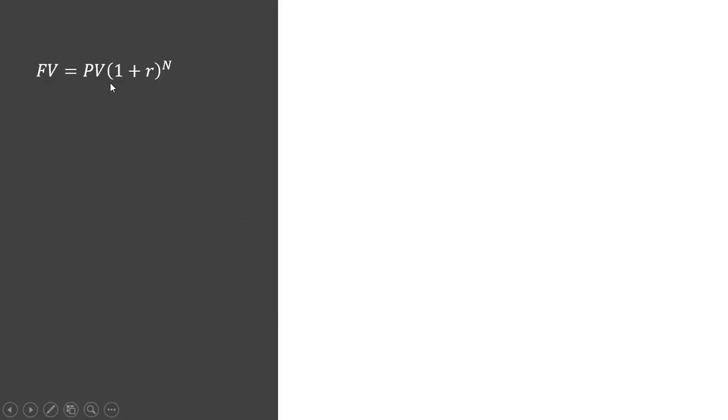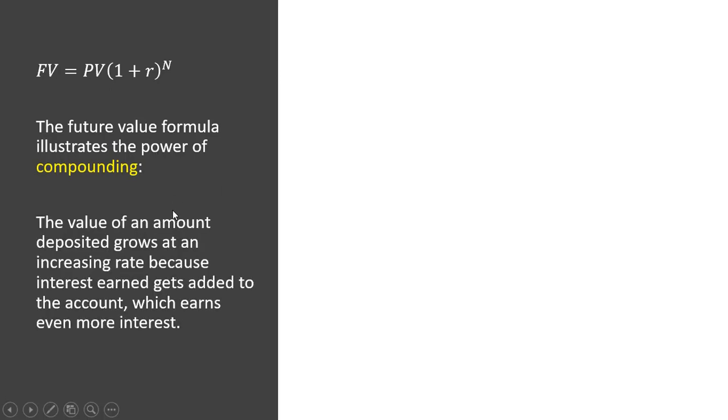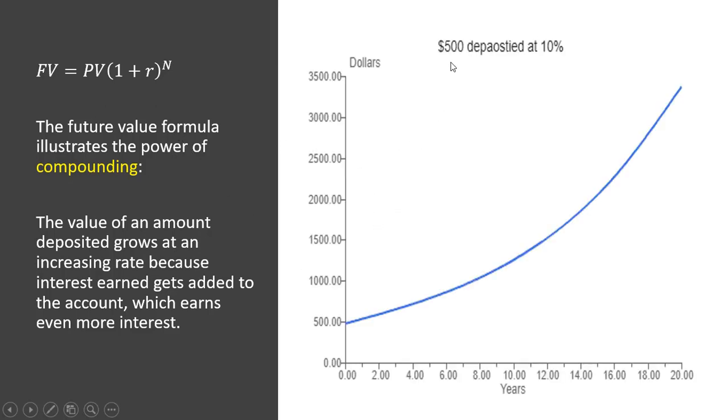So, a few things about the future value. The future value formula illustrates the power of compounding. The value of an amount deposited grows at an increasing rate because interest earned gets added to the account, which earns even more interest. So you're earning interest on top of interest. So if we use this formula and see what happens if we deposit $500 today at 10%, it's going to grow exponentially. This again is illustrating compounding. We're earning interest on top of interest.